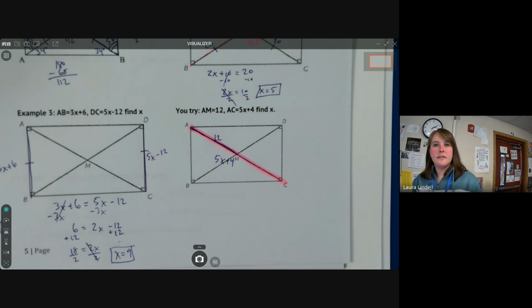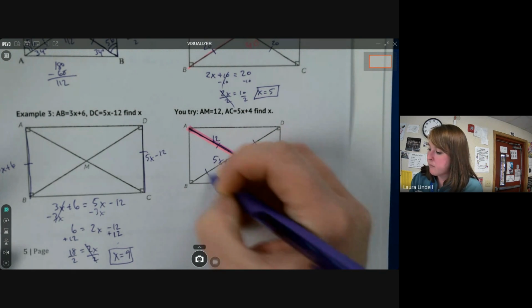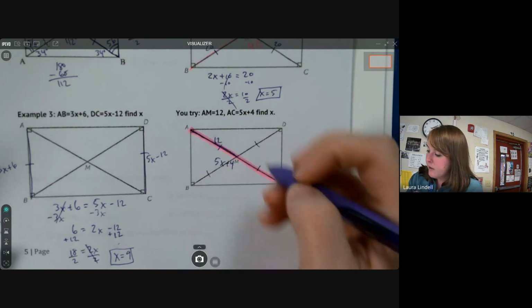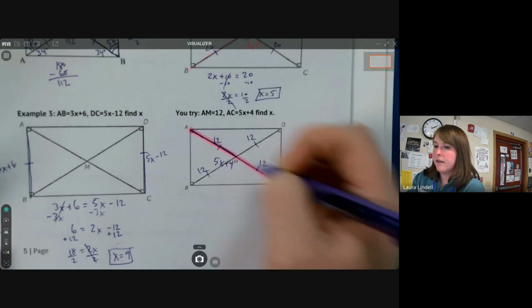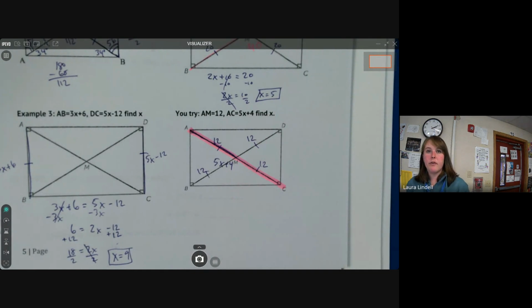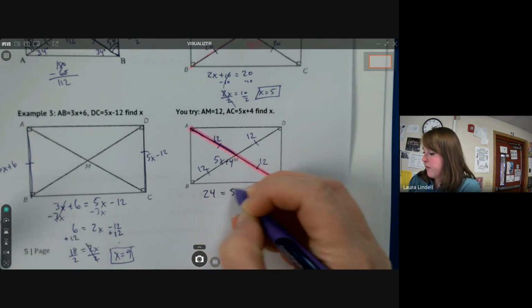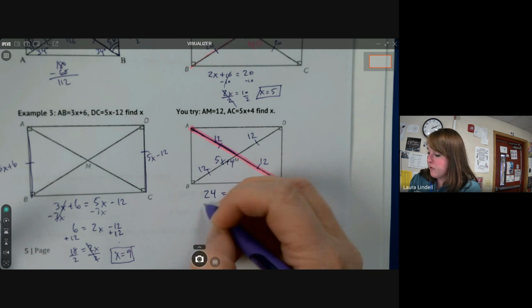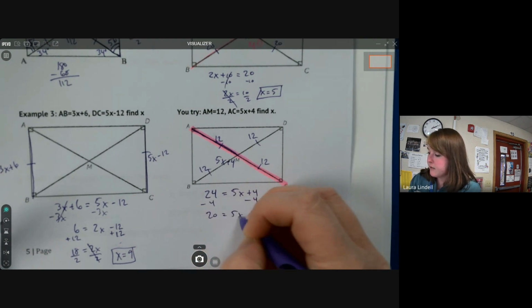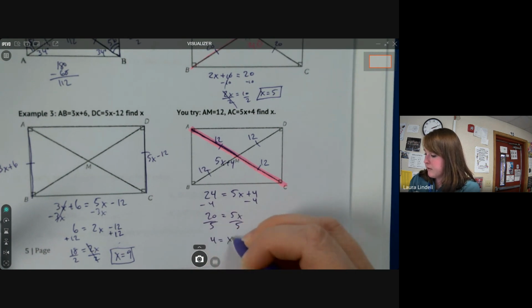All right, hopefully you paused the video there. Here's how we would do this one. So again, knowing that this is a rectangle, we know that all 4 of these pieces are the same length. So if this one is 12, then these are also all 12, which means that this whole length here is 12 times 2, which is 24. So we can go 24 equals 5x plus 4. Then we can go minus 4 on both sides. We get 20 equals 5x. Divide 5 on both sides, and we get that x is 4.